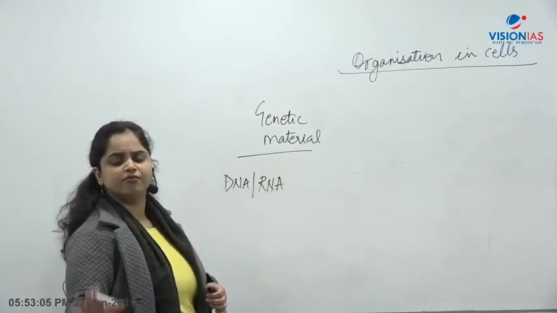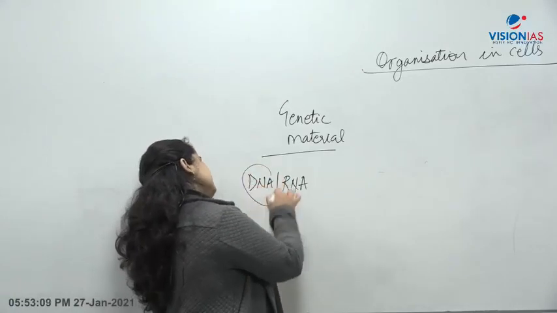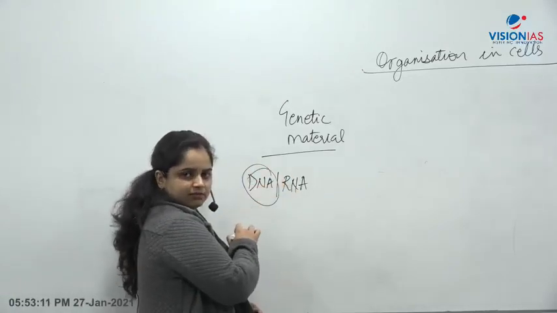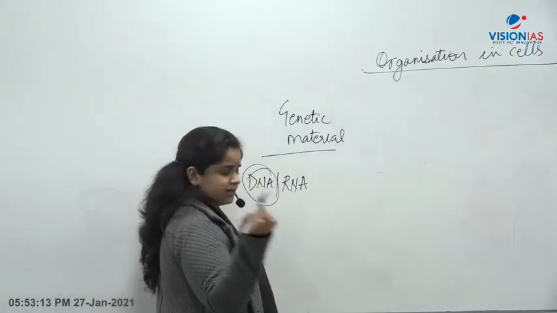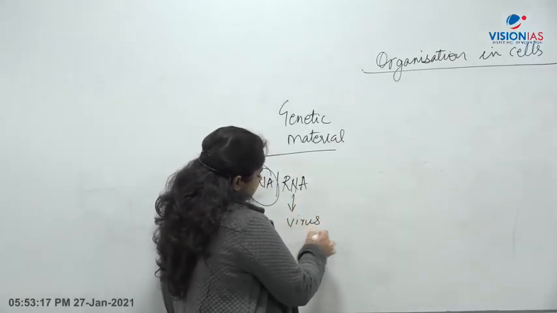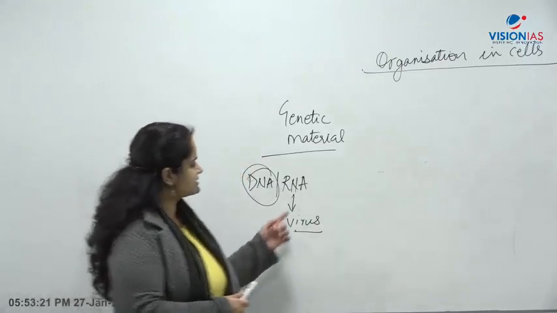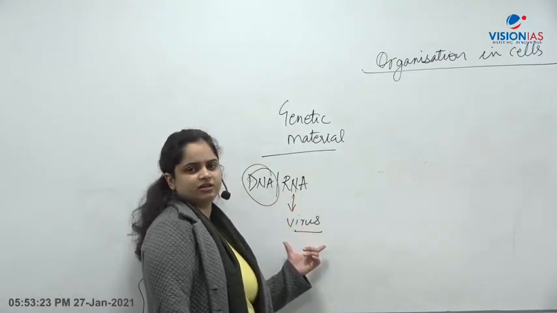For most of the organisms, almost all of the organisms, DNA is the main genetic material. Okay, you've heard about DNA, right? Some viruses are an exception to this. Some viruses have RNA as their genetic material.